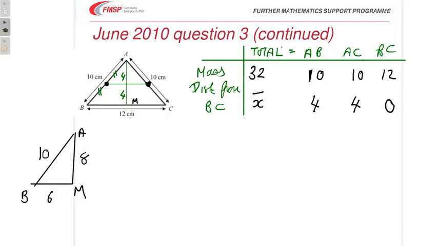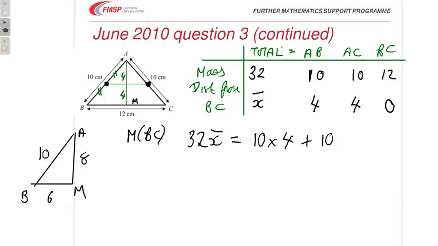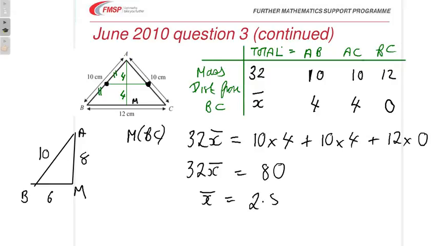Nearly there. All we've got to do now is take moments about BC. 32 times x bar for the whole thing is 10 times 4 plus 10 times 4 plus 12 times 0. And that gives us 32 x bar equals 80, so x bar is 2.5. And that's part A of the question done, 5 marks. There's 4 marks remaining for part B, which I've got on the next page.